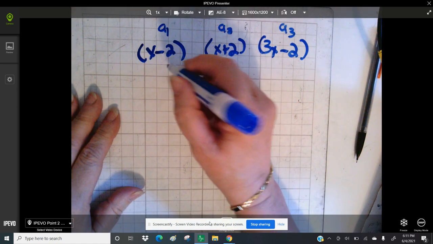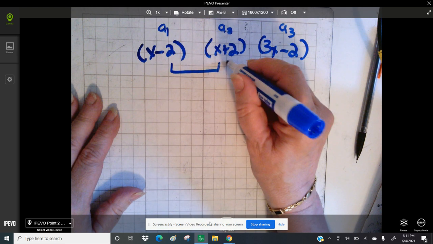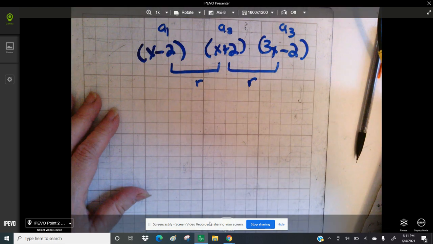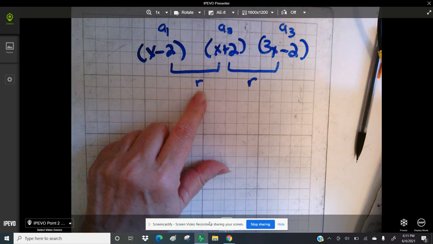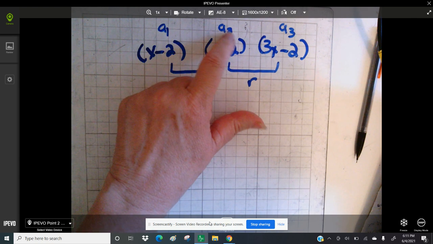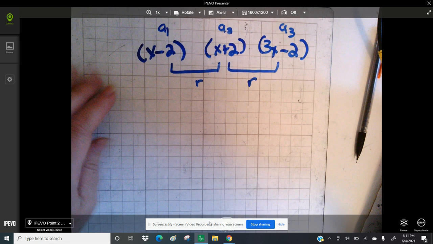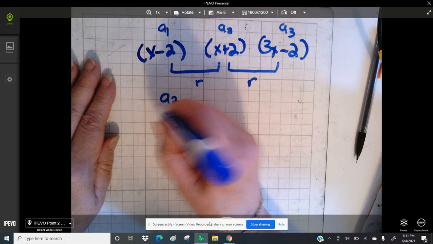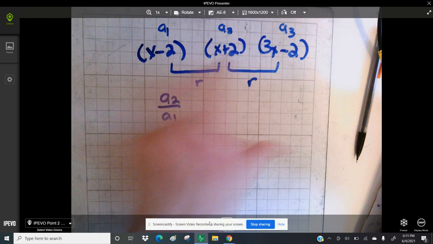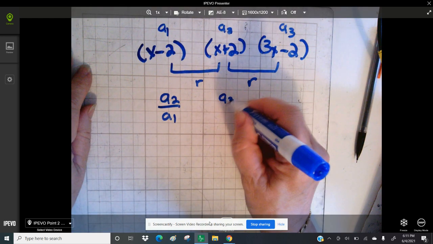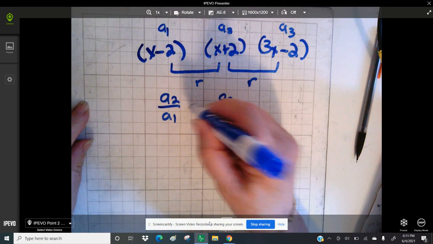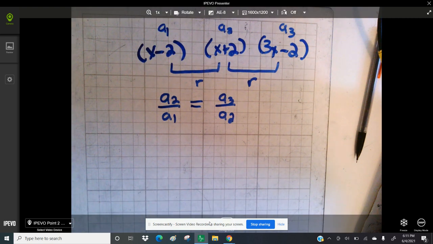So if you have a geometric sequence, the important thing to notice is that your common ratio is always going to be the same. Well, how do I find a common ratio when I have a geometric sequence? I could take the second term and divide it by the first term, so a2 divided by a1. But I could also take the third term and divide it by the second term, a3 divided by a2. And we know that those ratios would have to be the same, so they would have to equal each other.